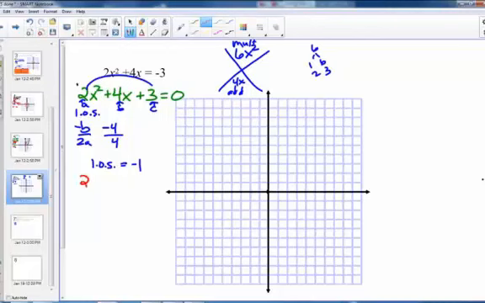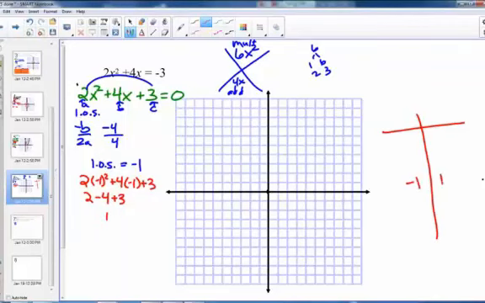So 2 times -1 squared plus 4 times -1 plus 3. So 2 minus 4 plus 3. So that gives you 1. So our vertex is at -1, 1. So we can go ahead and plot that. So what this means is that if you plug a point in on either side, you should get the exact same answer. So 0 and -2 should give you the same answer.